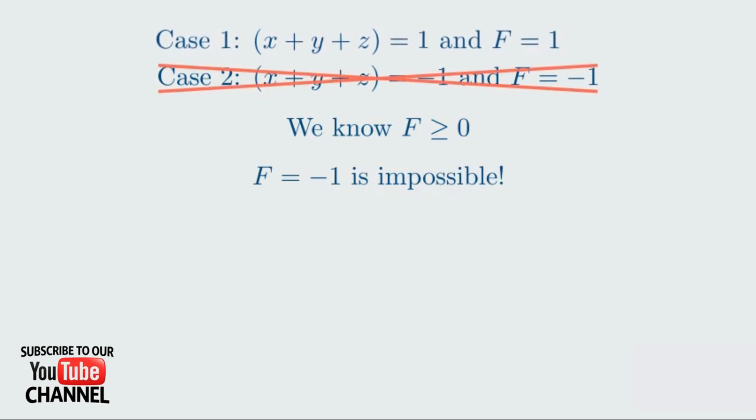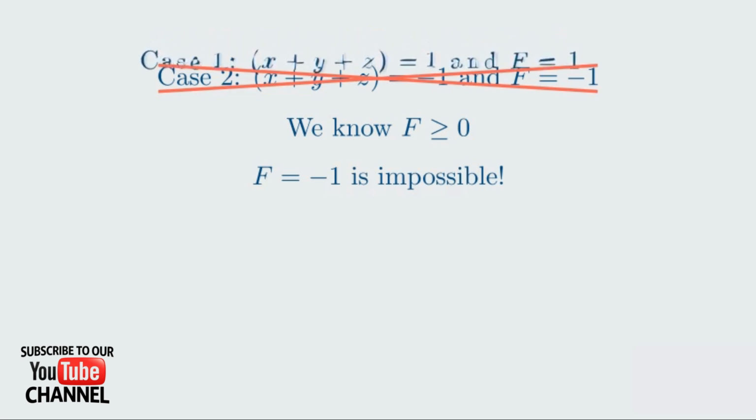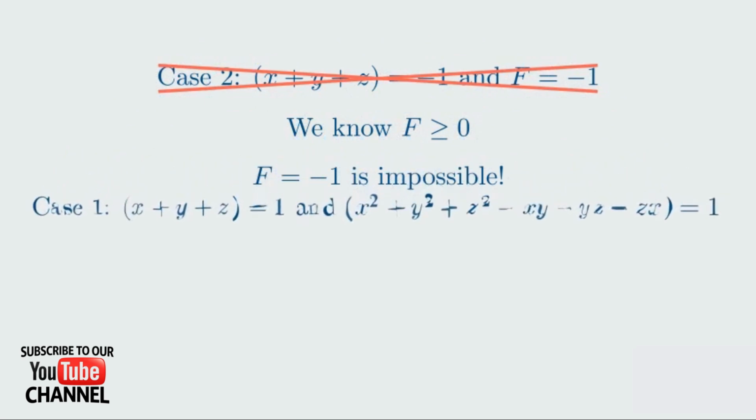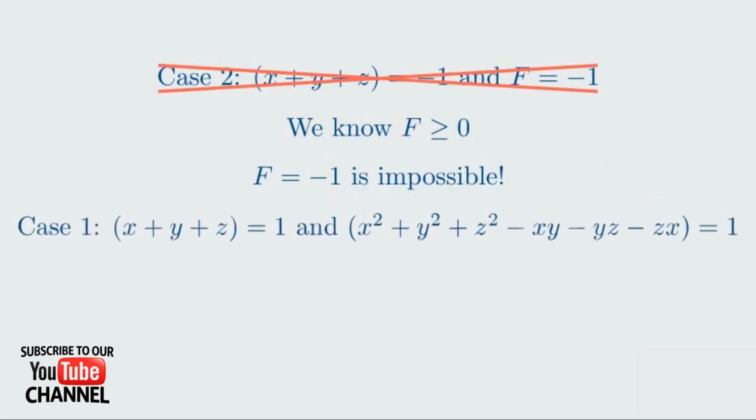This leaves us with only one possibility. Case 1. The sum of the variables, x plus y plus z, must equal 1, and the quadratic factor f must also equal 1.